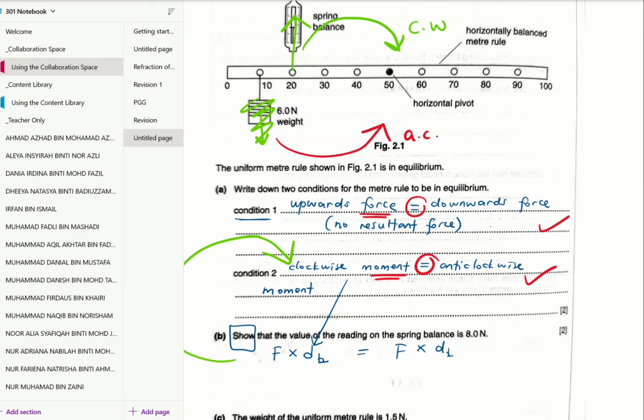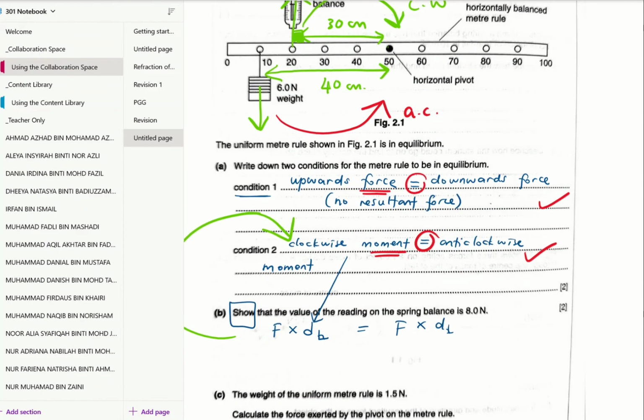Now next, when we know that, we write down the values in the formula. The perpendicular distance of 6 Newton is 40. 1, 2, 3, 4, so 40 centimeters. But for the spring balance, 1, 2, 3, 30 cm. So the distance must be from the pivot. So you see this one, perpendicular. You must remember it's perpendicular.